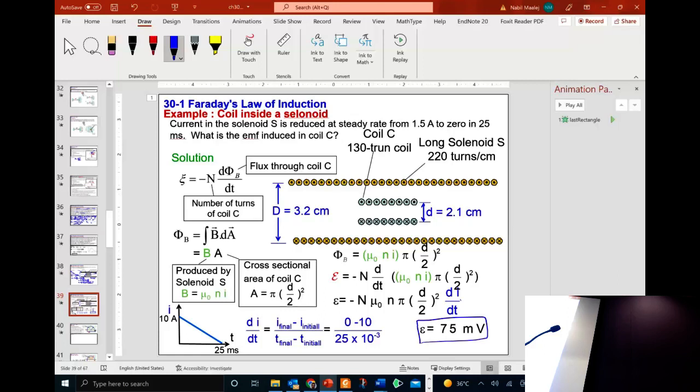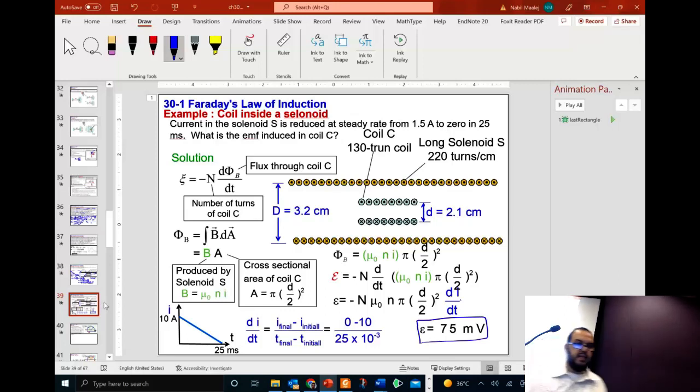Even though this loop is not connected to a battery, you are inducing voltage and current in this loop without anything, just with induction, which is a very powerful concept. Okay.